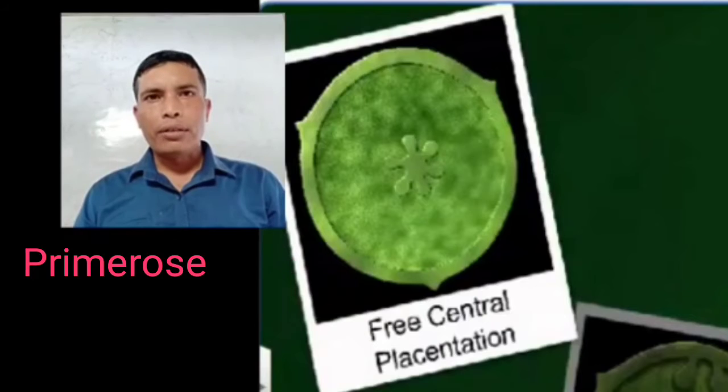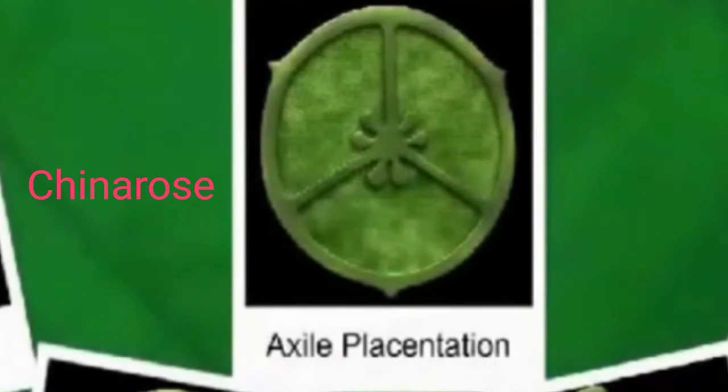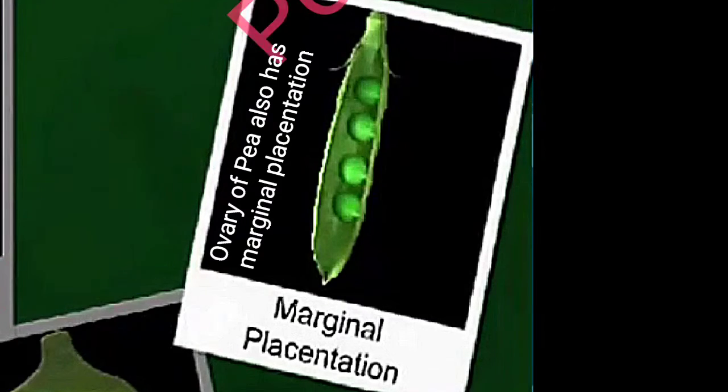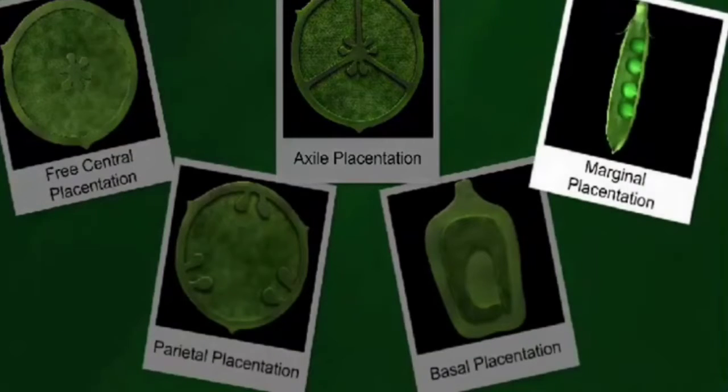Free central placentation is found in primrose. Axial placentation is found in China rose. Pea plant has marginal placentation. Mustard has the parietal placentation, and basal placentation is found in sunflower.